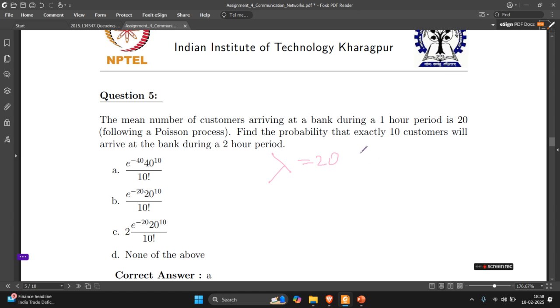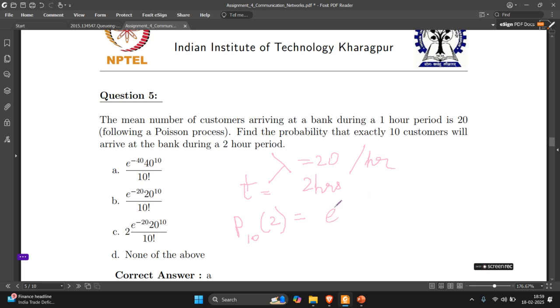Now, lambda is equal to 20 per hour, and the time t is taken to be 2 hours. What is the probability that 10 customers will arrive? So here we have to find P 10 of 2, where t is 2 and n is 10.